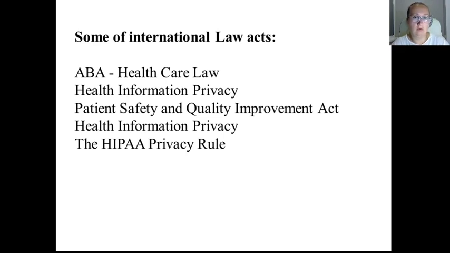So if we talk about some of international laws, we can talk, for example, about ABA. It's in another way called healthcare law. We can talk about health information privacy, the special document which regulates the norms about the information of patients. Next one, which most countries use, is the Patient Safety and Quality Improvement Act, which regulates the way of behavior with the patient in different situations, like in a hospital, during his being in a hospital, and during the operations and so on. It's a very big act.